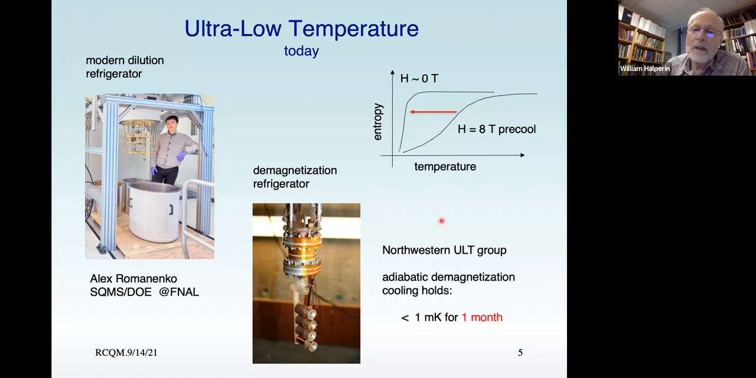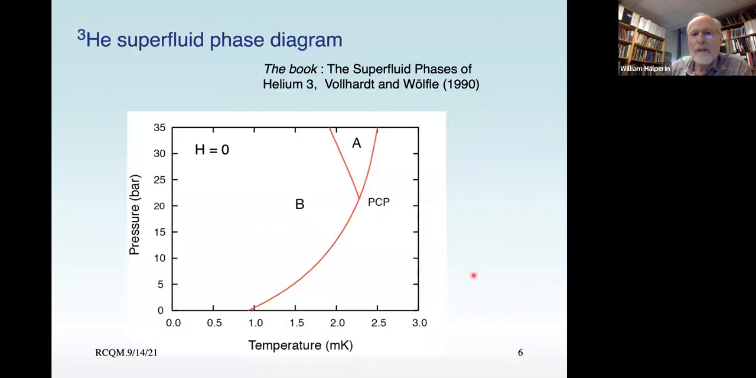We're not quite to 100 microkelvin in my laboratory, but one thing we do specialize in is very low heat leaks that allows us to hold millikelvin temperatures and below for 1 month at a time for one demagnetization, which means a lot of data. Now back to the phase diagram.